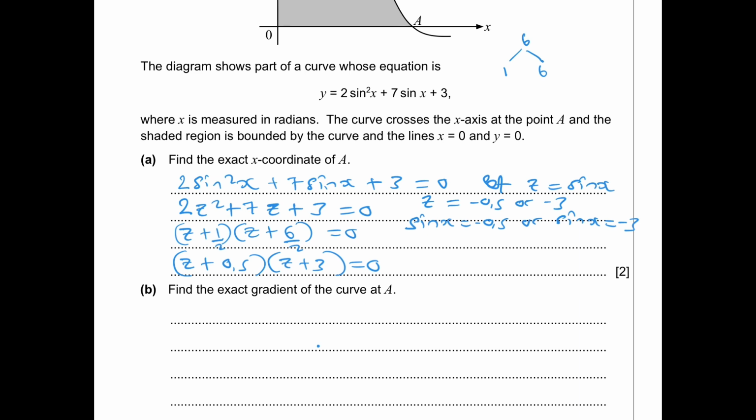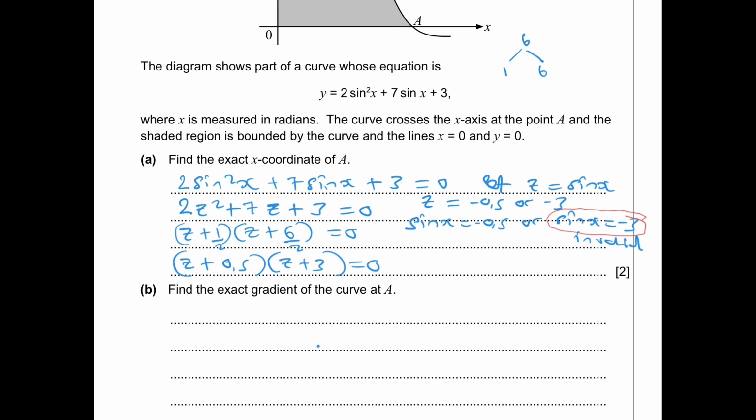Now look, this here is invalid. Why is it invalid? It's because the function sine x ranges from negative 1 to 1. So we can't have it equal to negative 3. That's invalid. So what we are interested in now is this part here: sine x is equal to negative 0.5.